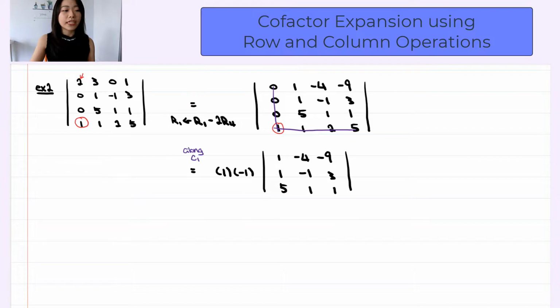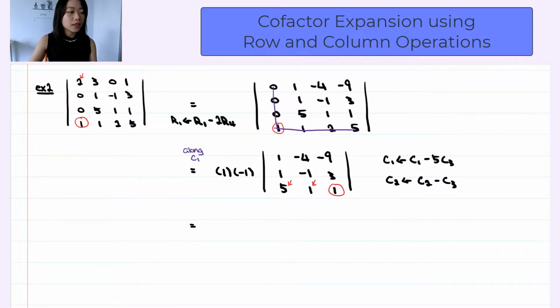Now I have a 3 by 3 determinant. Again, I'm going to look for the row or the column that has the most 0 entries. However, there are no 0 entries here. So I'll just pick a 1. For example, I can keep this 1. And I want to do cofactor expansion along the row. So I'm going to eliminate the 5 and the 1. Then this equals, I'm going to replace column 1 by column 1 minus 5 times column 3, and replace column 2 by column 2 minus column 3.